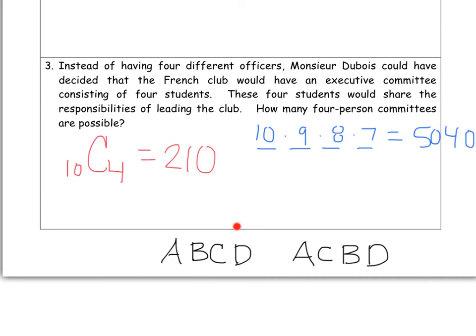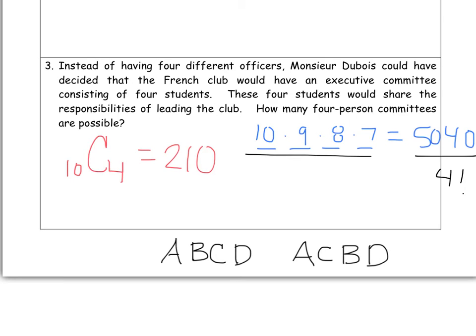Specifically, the number of ways to arrange 4 objects is 4 factorial, right? If you had 4 students and you wanted to arrange them, you would do 4 times 3 times 2 times 1. So there are 4 factorial different arrangements of the same grouping of kids. And those aren't different committees. Again, these 2 committees are not different. So we have to get rid of all those repeated committees that are really just the arrangements of the same committee. So we have to take this 5,040 and divide it out by 4 factorial.